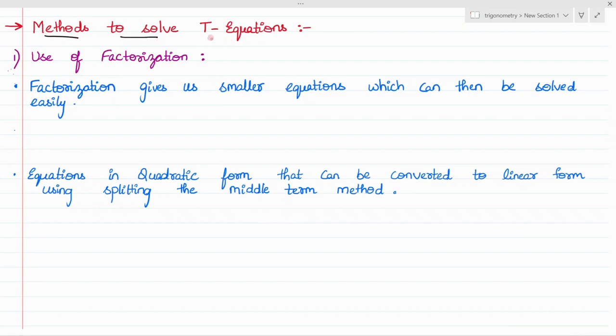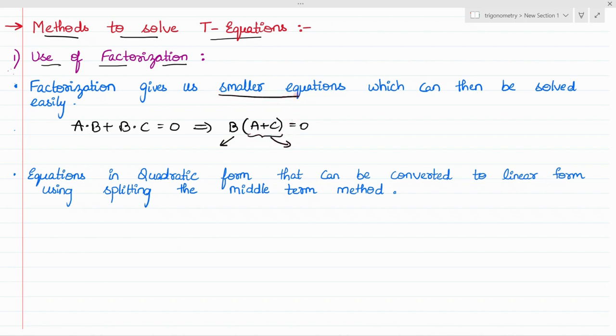Methods to solve trigonometric equations. The first method is the use of factorization. Factorization gives us smaller equations which can then be solved easily. For example, if we have a into b plus b into c, we can take b common from here and equate it with 0. So from here we can equate b equal to 0 or a plus c equal to 0. So we'll get smaller equations from a larger one.